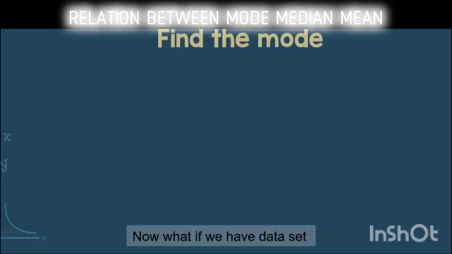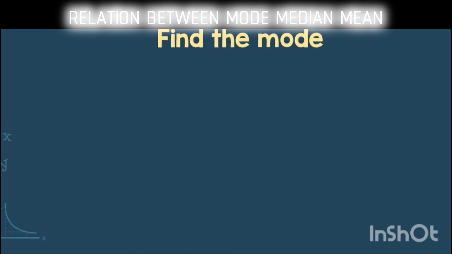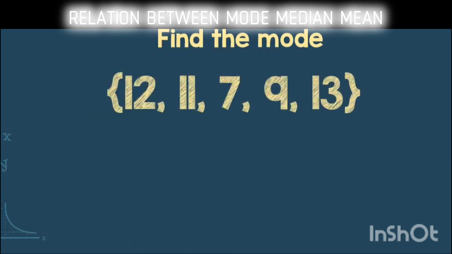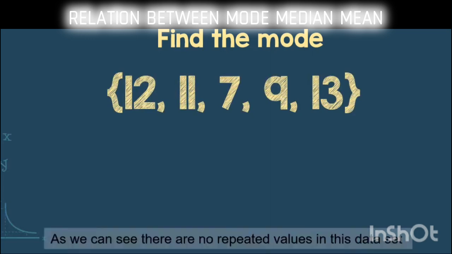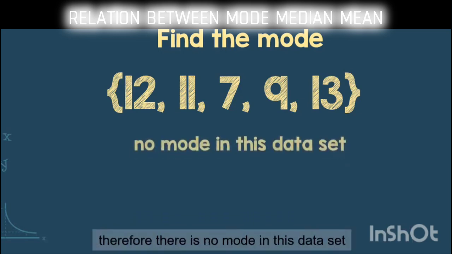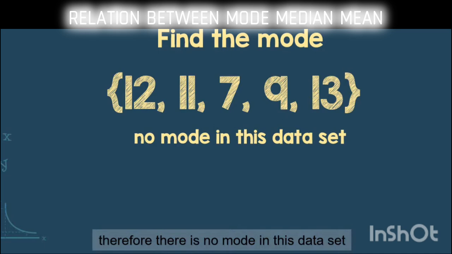Now, what if we have a dataset that looks like this? 12, 11, 7, 9, 13. As we can see, there are no repeated values in this dataset. Therefore, there is no mode in this dataset.